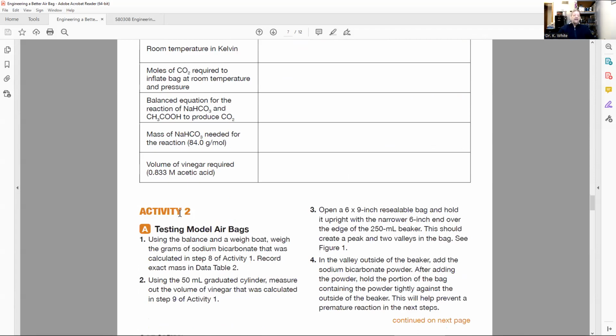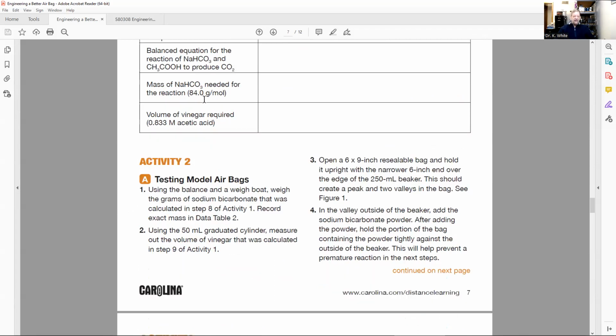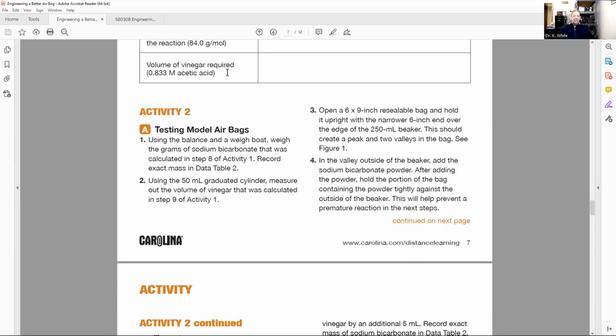Now that you have the mass of the sodium bicarbonate and the volume of vinegar, you're going to do activity 2. You'll weigh out the sodium bicarbonate in a weigh boat. You'll measure out the milliliters of vinegar. Then you'll open up your plastic bag and form the valley like they show you, see figure 1, and add the sodium bicarbonate first on one side of the valley. You've got two valleys, one side and the other.